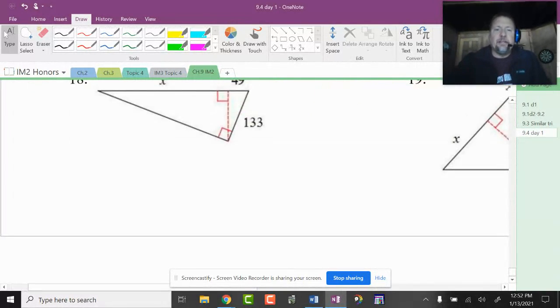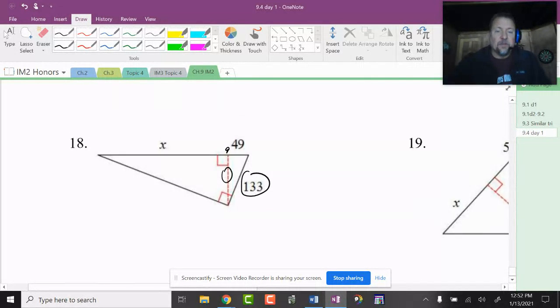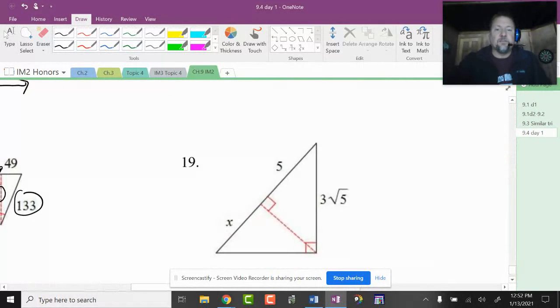I wanted a little bit easier ones. I mean, this one's pretty easy. Why is it starting in the middle? Because I don't have the altitude. This is the geometric mean. Just like I said, 14 root 6 is the geometric mean. Look, classic definition of geometric mean. It gets multiplied by itself when it cross multiplies.